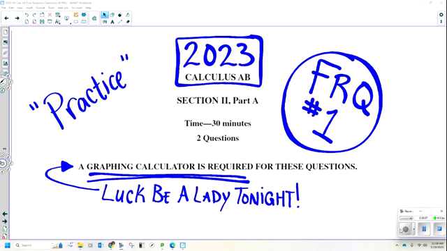Me, I'm doing fine because I just got my hands on the 2023 AP Calculus free response questions. And what better place to start than with problem number 1? Yes, we do get a graphing calculator for this problem. Luck be a lady tonight. But we would have been fine without it because we're awesome, and we're awesome at math.